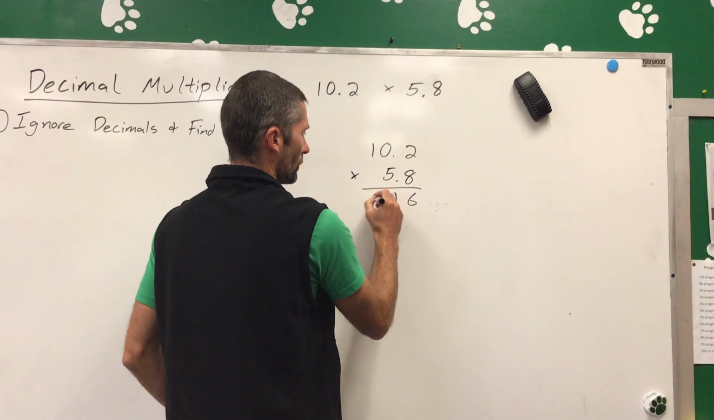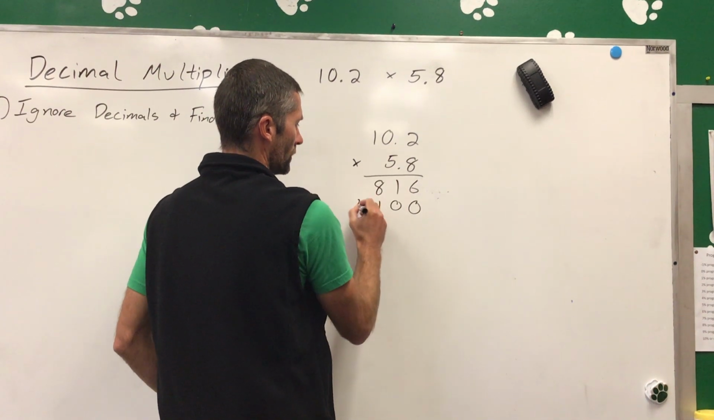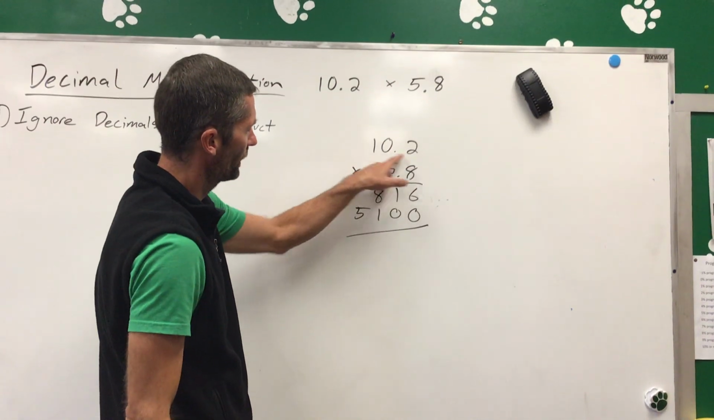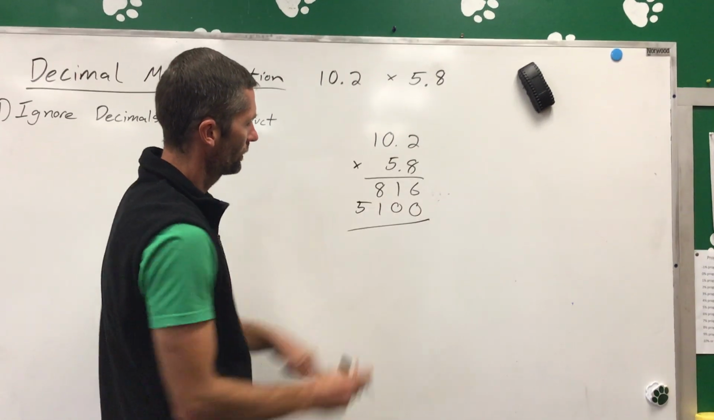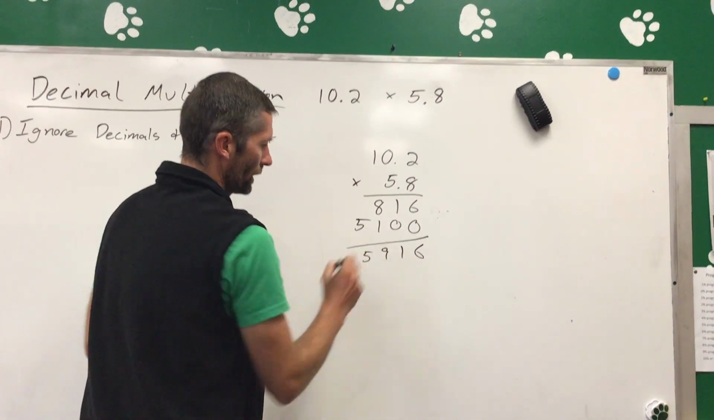And I'm going to do basic multiplication. I did 8 times 102, I did 5 times 102. Add a 0 on that, and I'm adding them together. I get 5,916. Okay, that's step 1.